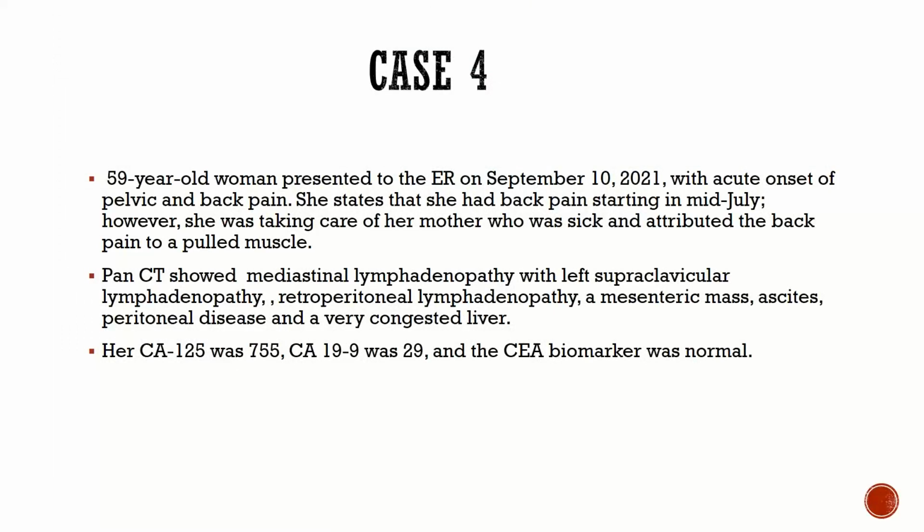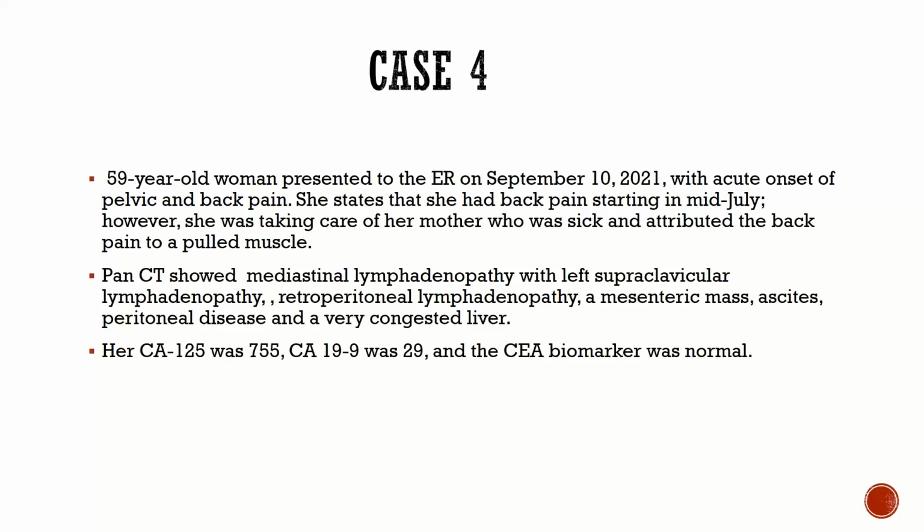So this is a 59-year-old woman. She presented to the ER in September 2021 with acute onset of pelvic and back pain. She stated that she had back pain starting in mid-July. However, she was taking care of her mother, who was sick, and attributed the back pain to a pulled muscle. Abdominal CT showed mediastinal lymphadenopathy with left supraclavicular lymphadenopathy, retroperitoneal lymphadenopathy, mesenteric mass, ascites, peritoneal disease, and a very congested liver.